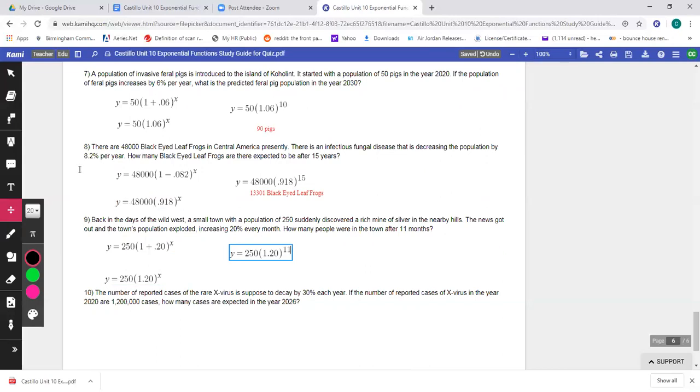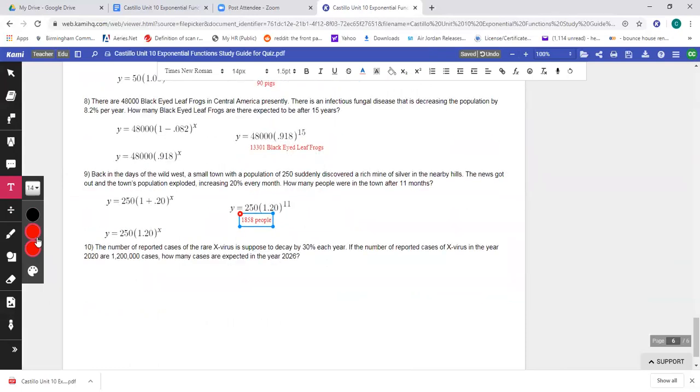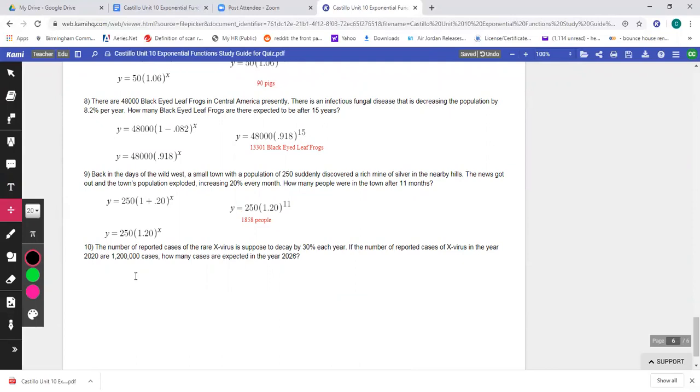And then so I get that this is going to be 1,858 people. Okay. I rounded to the nearest one since this is persons. You can't have 0.5 of a person, right? Okay. Last one, the number of reported cases of the rare X virus is supposed to decay by 30% per year. If the number of reported cases of X virus in the year 2020 are 1,200,000 cases, how many cases are expected in the year 2026?